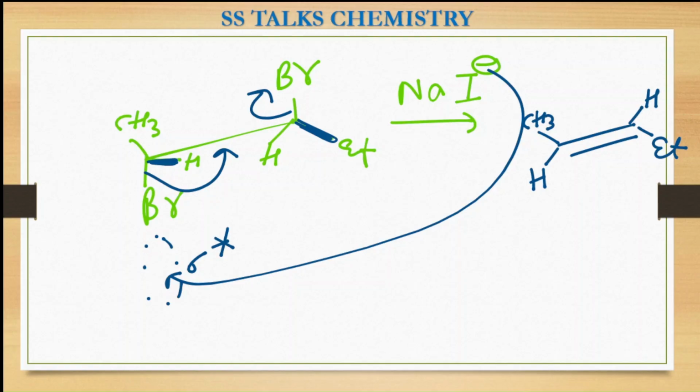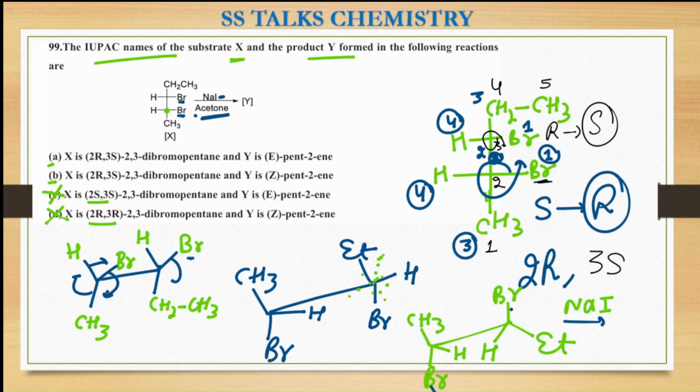So what type of alkene are we getting? Both the higher priority groups, this is 1 and 1, are on the opposite side. So you are getting the E alkene over here, right? So the correct option will be option A over here. You can see E-pent-2-ene is being formed after the reaction. So A is the correct option for this particular question. Okay, so this is going to be the correct answer to this one, right?